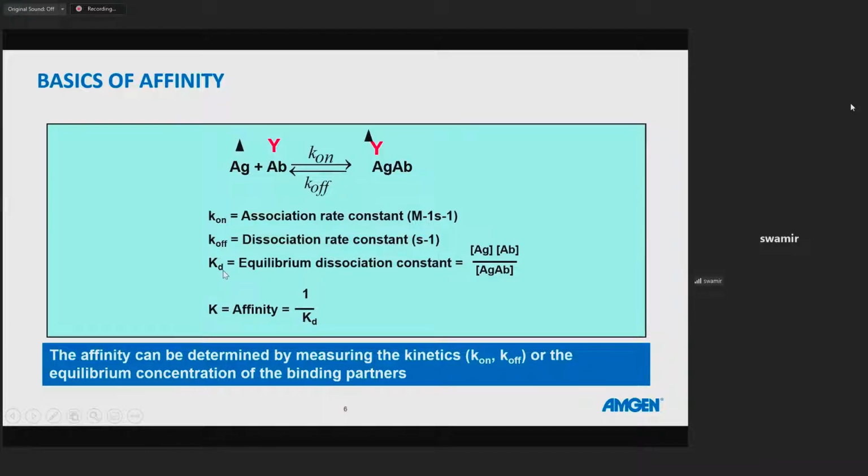And from there, we can calculate the KD, or the affinity. Or one can leave the reaction to go to equilibrium, and at equilibrium, we can measure the concentrations of the reactants or the product, and from there, we can calculate the KD too. So basically, the affinity can be determined by measuring the kinetics or the equilibrium concentration of the binding partners. So these are two different technologies we could use to get information on affinity.